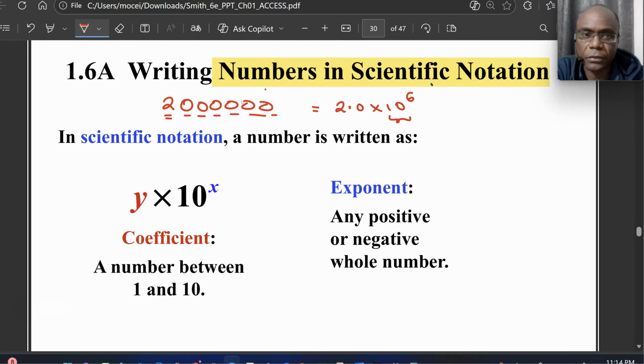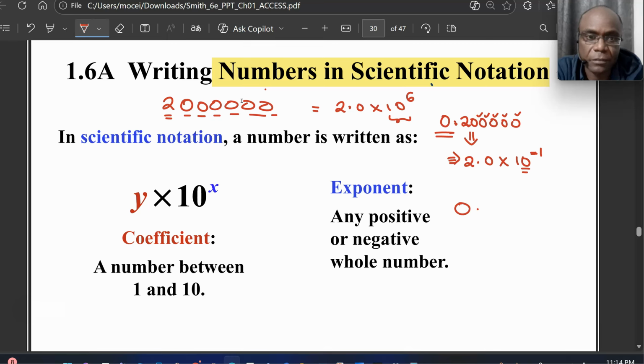Okay, now also, 0.200000 can be written as 2 times 10 to the power negative 1. That means there is 1 zero before the 2, and that zero is followed by a decimal point. Alternatively, 0.0002 can be written as 2.0 times 10 to the power minus 4. That means there are 4 zeros before the 2 and a decimal point after the first 0. So this is what we are going to do by way of introduction.